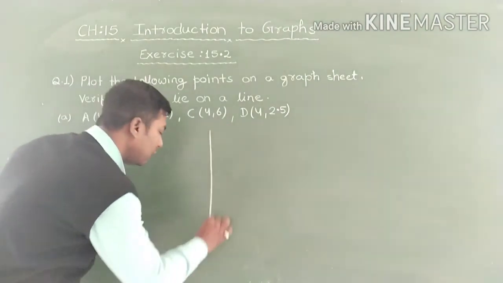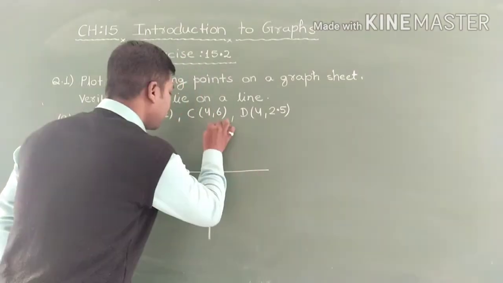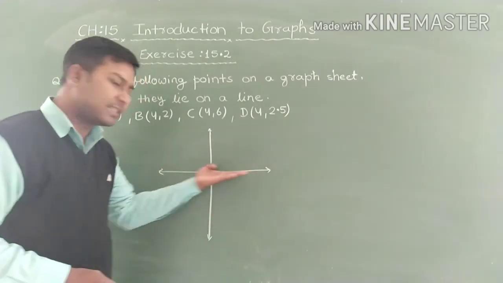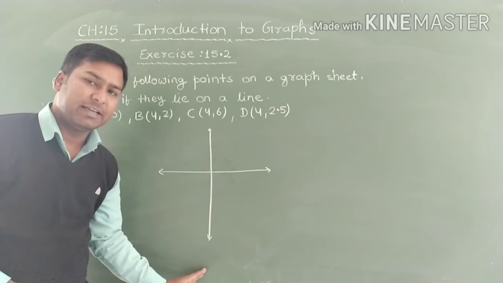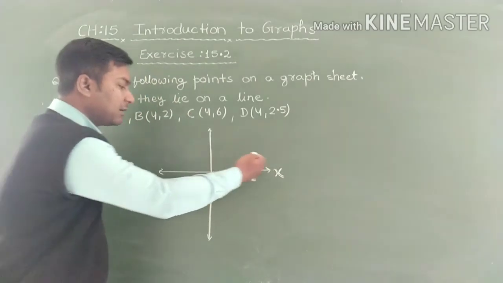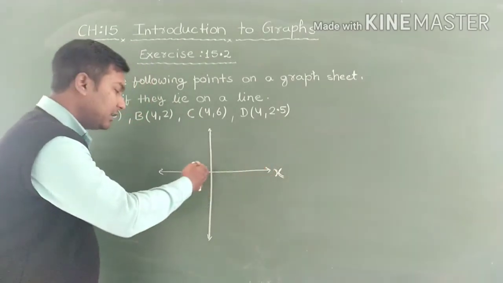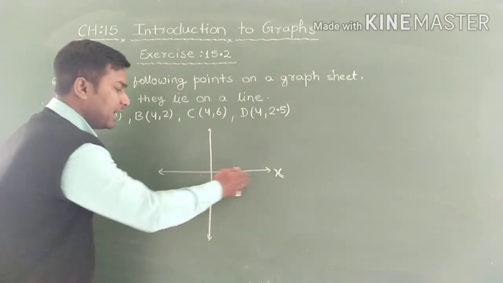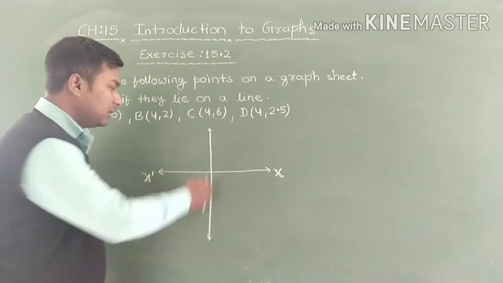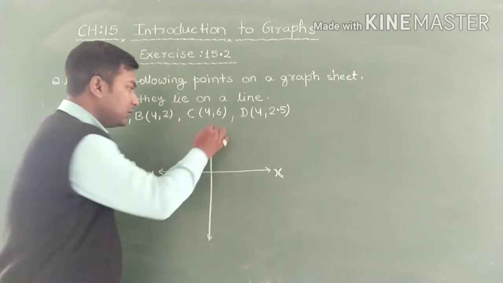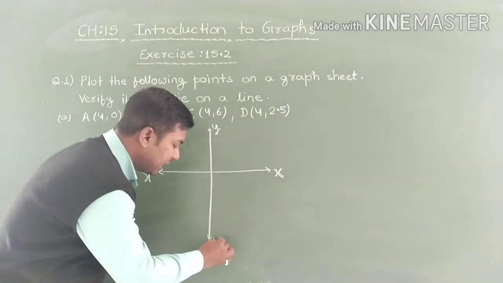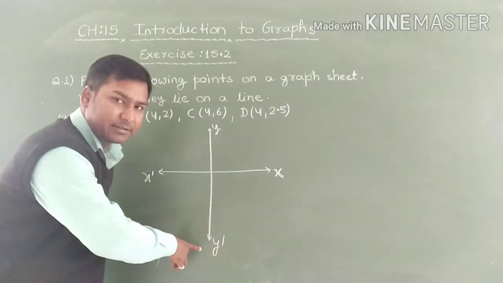Simply we have to draw two lines. This one is the x-axis and the vertical line is the y-axis. So let's suppose this is the x-axis, so it is denoted as x. Now the right part of the x-axis is positive and the left part will be negative. So it will be denoted as x and it will be denoted as x dash. Okay. Now this is the vertical line, this is the y-axis. So in the upward direction it is positive y, and in the downward direction it is negative y. So it is denoted as y dash.